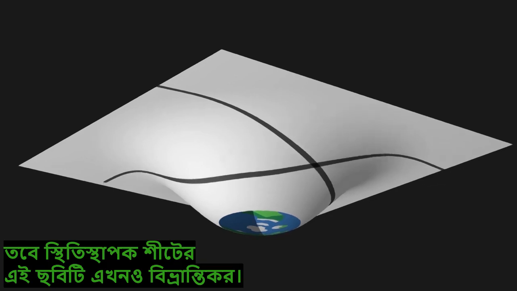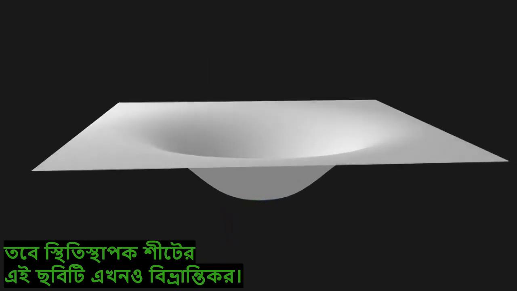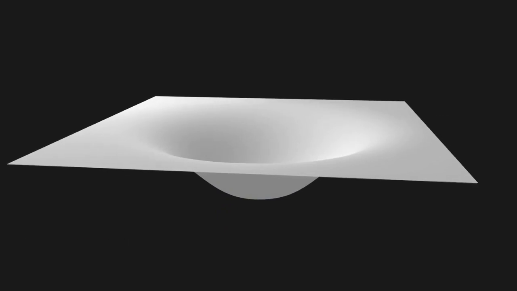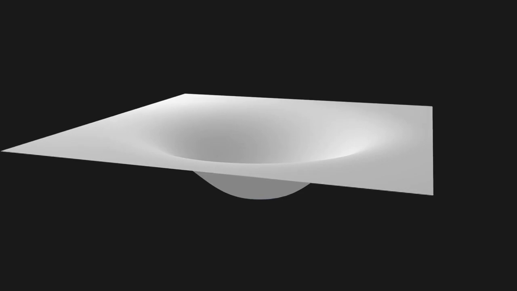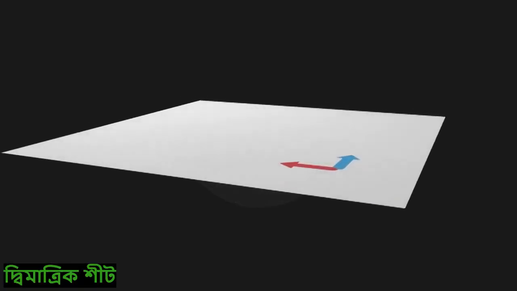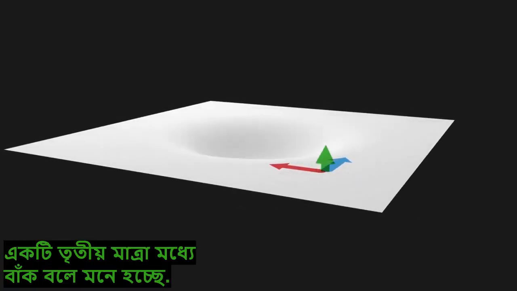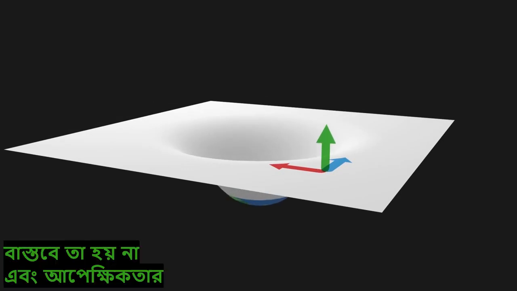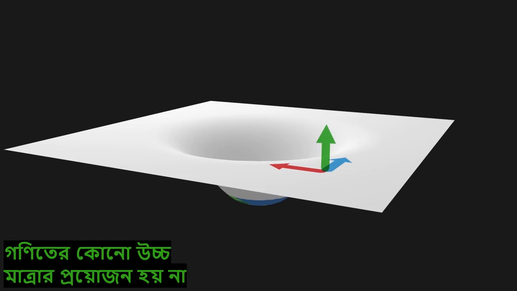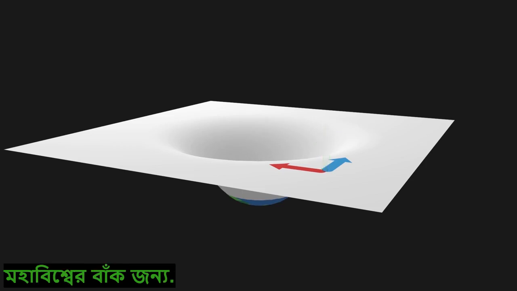However, this picture of an elastic sheet is still misleading. Indeed, one could think that if spacetime can bend, it is due to the existence of a higher dimension. Here, for example, the 2-dimensional sheet seems to bend into a 3rd dimension. In reality, this is not the case, and the mathematics of relativity do not require any higher dimension for the universe to bend.